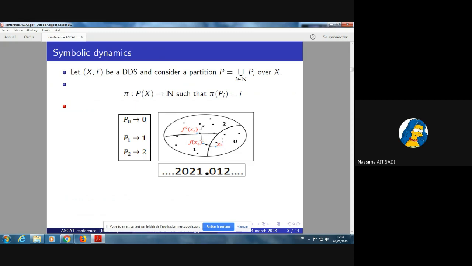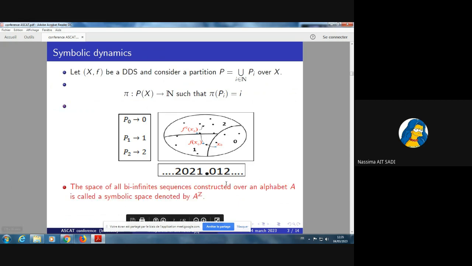For example, let's partition our space into three parts: P0 encoded by 0, P1 encoded by 1, and P2 encoded by 2. Then the orbit of the point x0 can be encoded into a bi-infinite sequence in the following way. Here, our initial point x0 is in P0, so we put 0 after the dot. The first iteration of x0 is in P1, so we put 1. The second iteration is in P2, so we put 2, and so on. At the left of the dot, we do the same thing with the reciprocal images of x0. Here, as you see, there is a 1, which means that the first reciprocal image of x0 must be in P1. So the orbit of x0 is encoded into a bi-infinite sequence of 0s, 1s, and 2s.